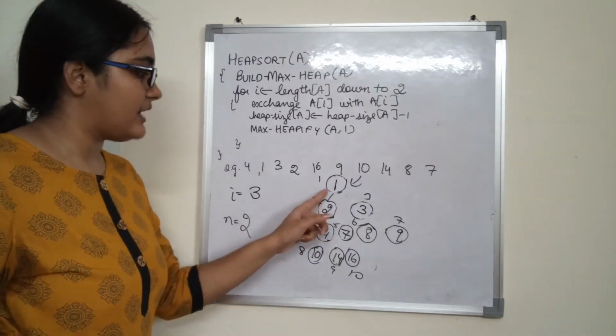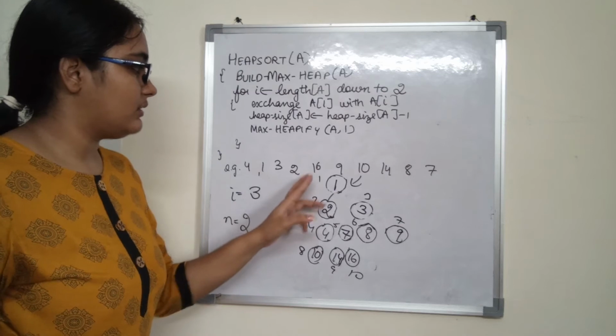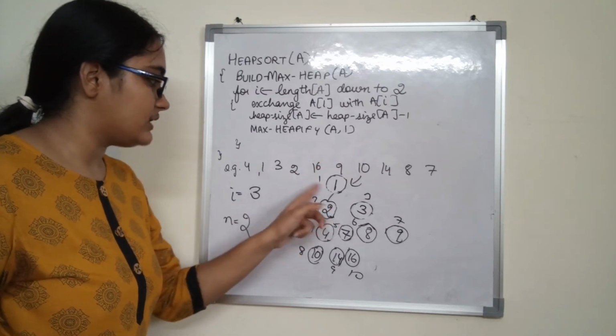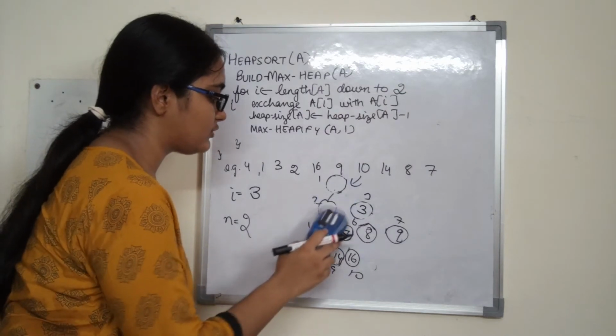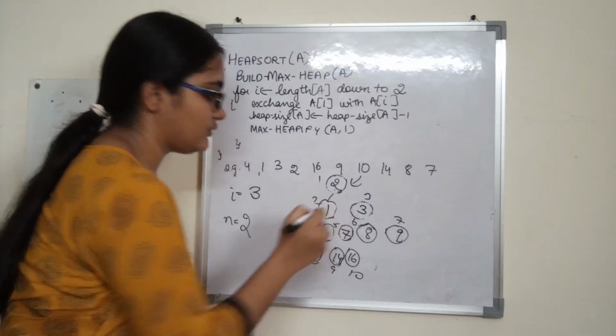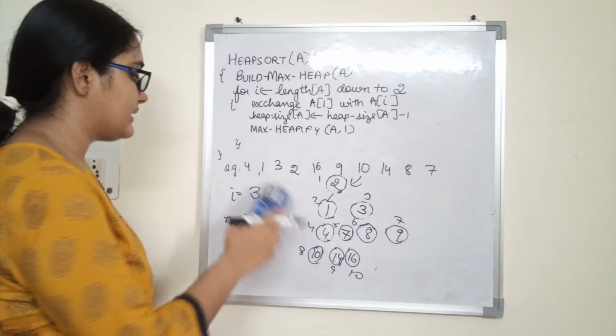Now again max heapify on A on the index 1. Alright, on this node max heapify is called. Now out of 2 and 1, which one is the largest? 2 is the largest, so 2 should be present at the root. Alright, now i is equal to 2.